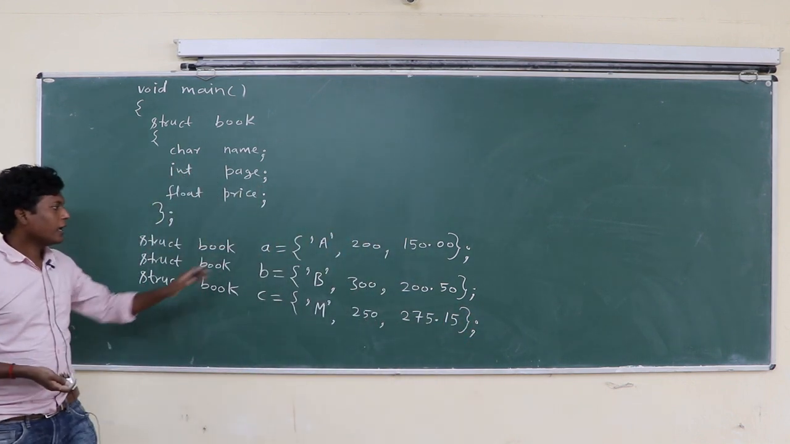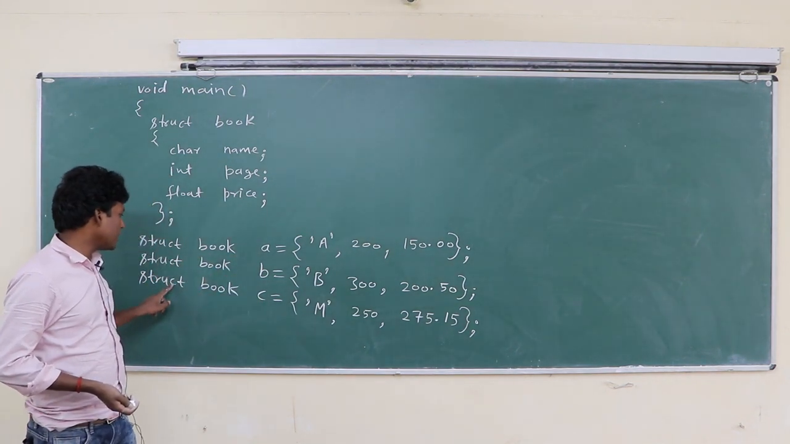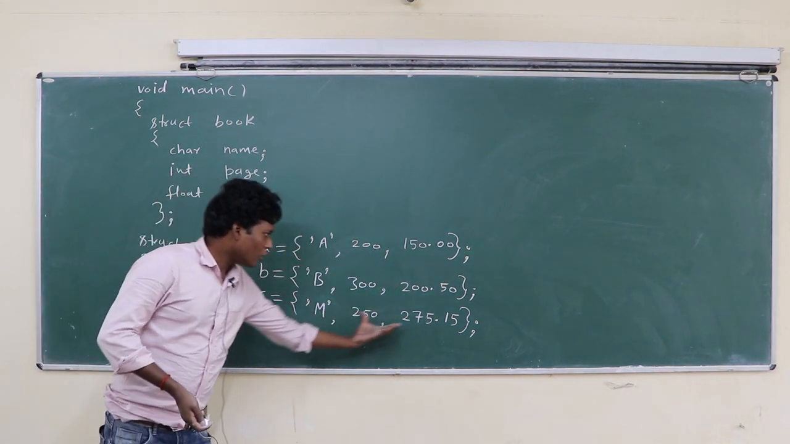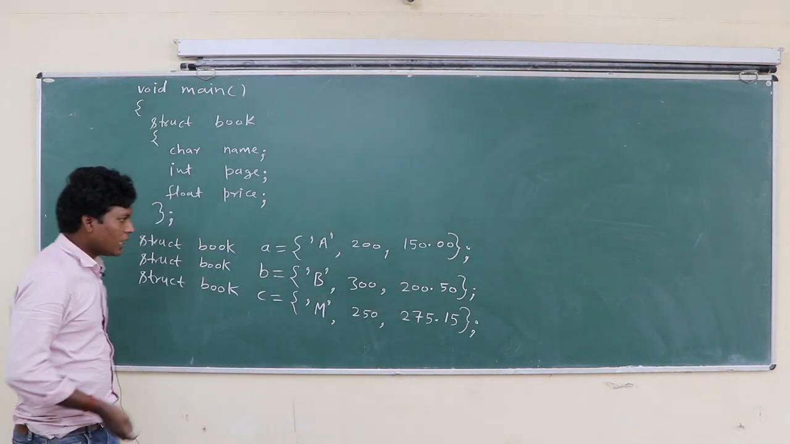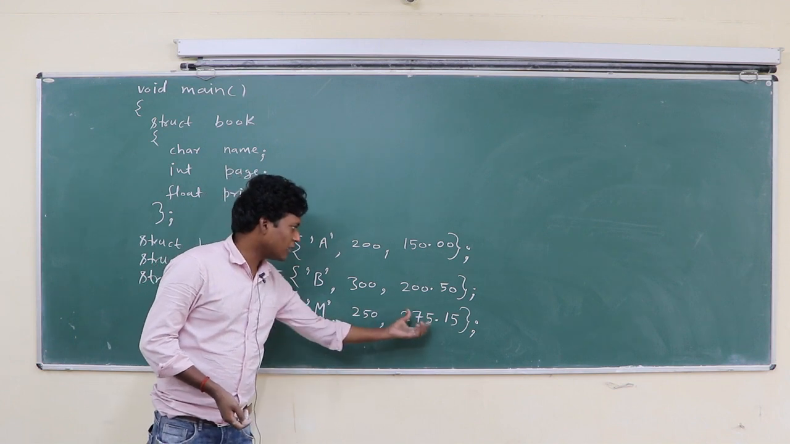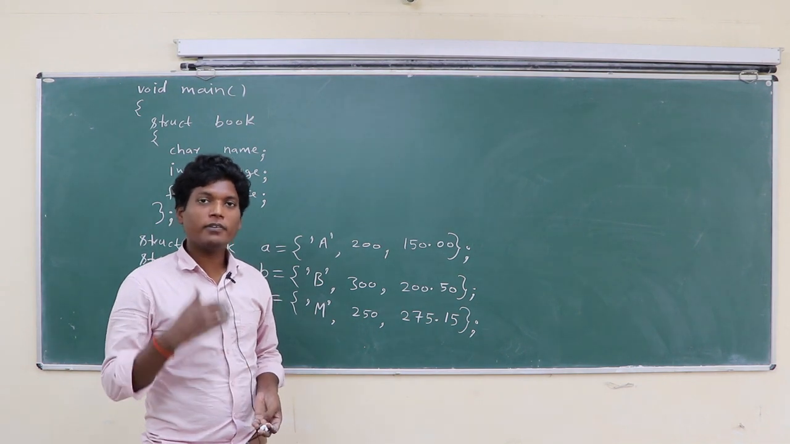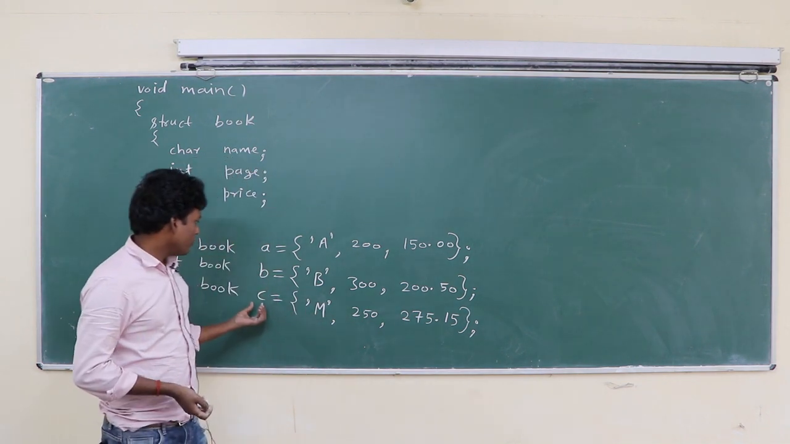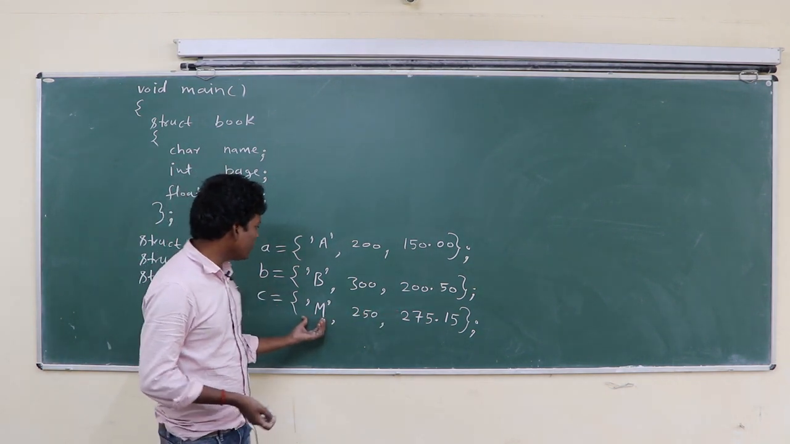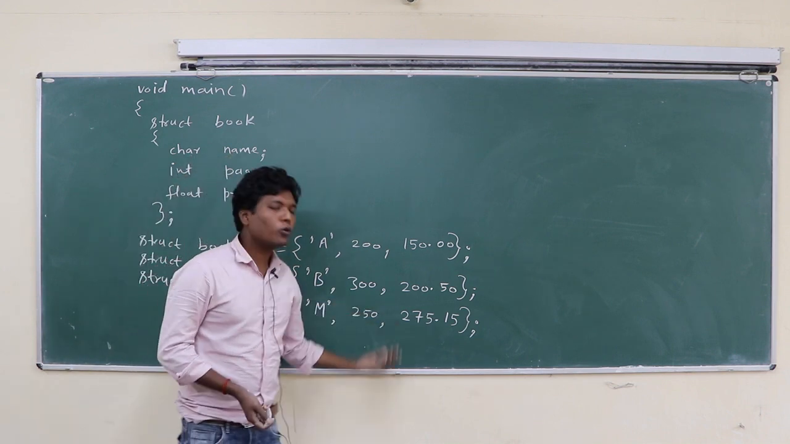Class, here A, B, C, there are three structure variables, and these are the data types, and these are the constants. Data type, variable, constants in structure. Okay class, there are different types of members. This is the character type, this is the integer type, this is the float type. Okay class, structure can store multiple elements of different types. This is the char type, this is the integer type, and this is the float type.